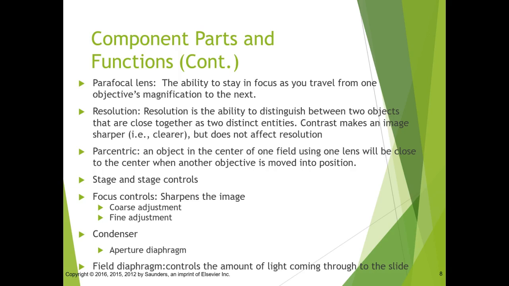Okay. The focus controls sharpen the image. We've got the coarse adjustment and the fine adjustment. Coarse moves it really fast. Fine is just for that last minute fine focus. The condenser is the aperture diaphragm, so that can focus the light in a smaller or larger area. And the field diaphragm controls the amount of light coming through the slide. A lot of times when we do a blood smear, we need to have that all the way up and max amount of light. When we're doing something that's a wet preparation that isn't a stained dark slide, we're going to want to turn that diaphragm down. So for example, in urinalysis, we're going to turn it down. Hematology, we're going to turn it up. You're going to see me talking about that over and over and over again.